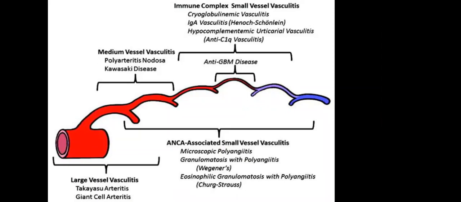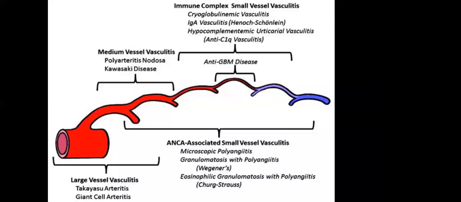Notice what a very nice picture this is. An example of large vessel vasculitis is Takayasu arteritis and giant cell arteritis. Then we have medium vessel vasculitis: polyarteritis nodosa and Kawasaki disease. And we have small vessel vasculitis. A wide list of diseases comes under the type of small vessel vasculitis.